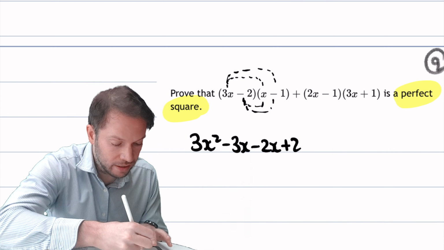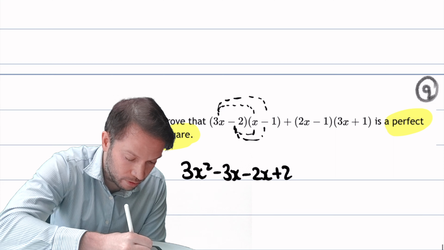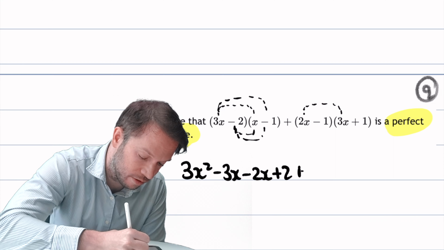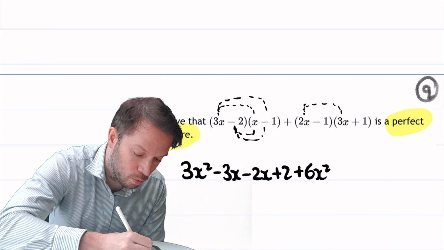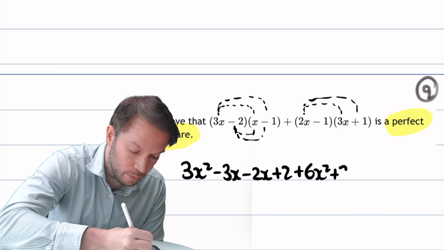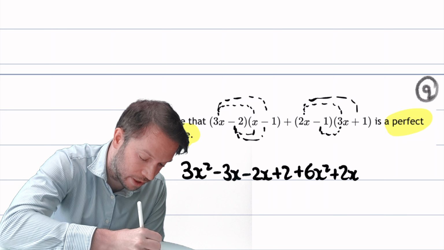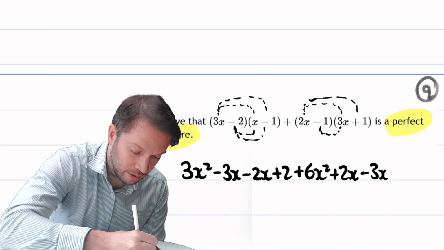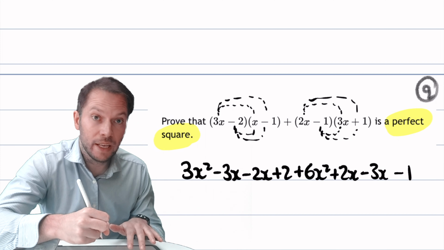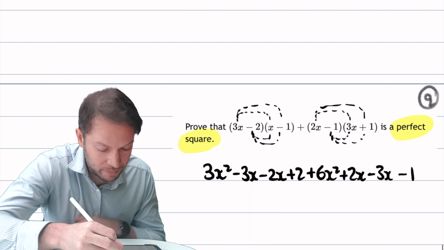Now let's deal with the second pair of brackets. We're doing the 2x times the 3x, which is 6x squared. The 2x times the 1, which is 2x. We've got the minus 1 times 3x, which is minus 3x, and the minus 1 times 1, which is minus 1. Now let's just simplify this, collect like terms.